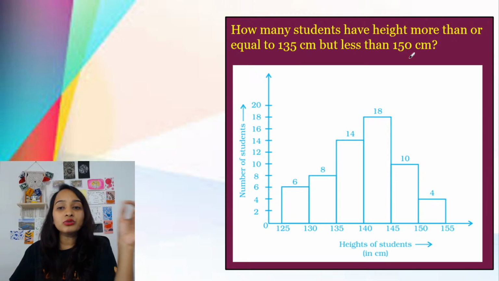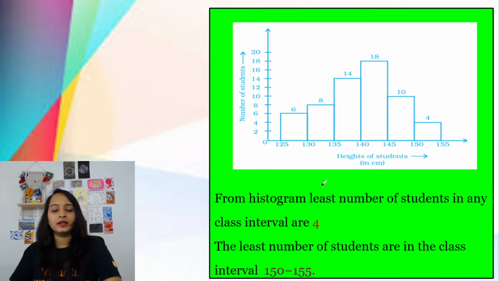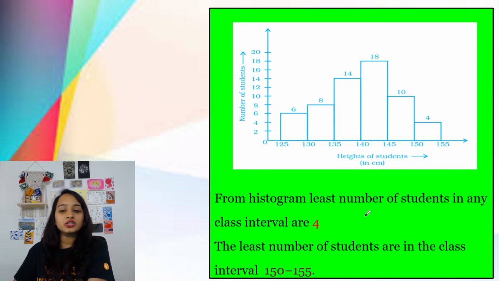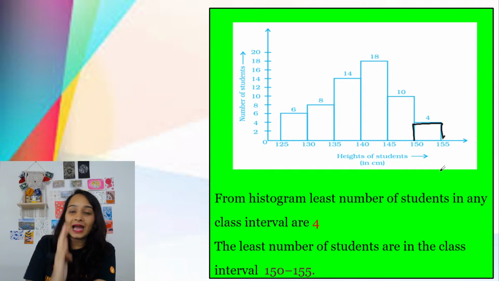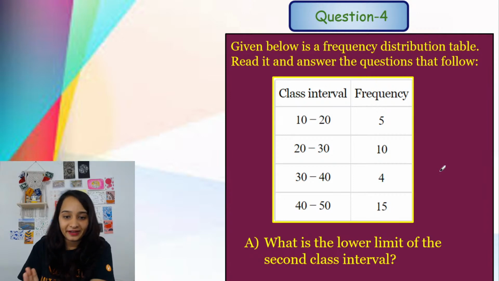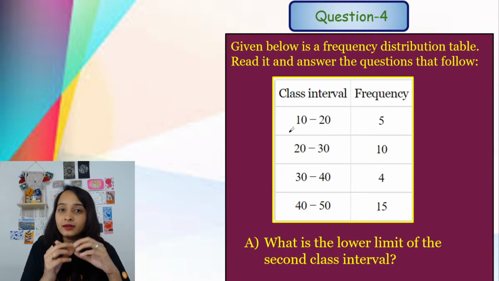How many students have height more than or equal to 135 but less than 150? We have already done this, I guess. Okay. So now guys, you tell me, from the histogram, the least number of students is in interval 4. Why? Because between 150 and 155 is the number of students having the least height. Meaning only 4 people have height between 150 and 155. Right?